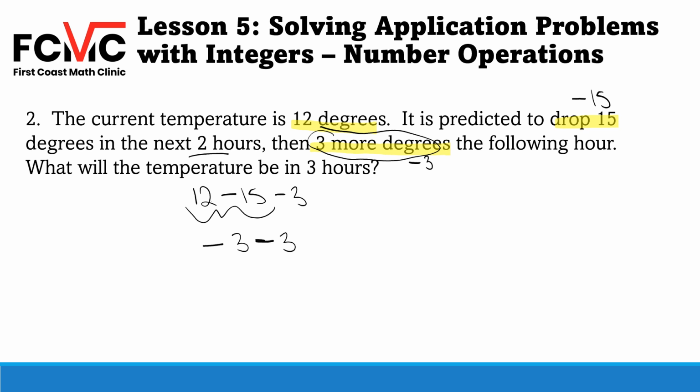So it's going to be negative 3 degrees after 2 hours. Then it's going to drop 3 more degrees. So let's use our subtraction rule. Keep, change, flip. So negative 3, subtraction becomes addition, and then this positive 3 becomes negative 3. So we get negative 3 plus negative 3, and we get negative 6 degrees. All right, let's look at another example.